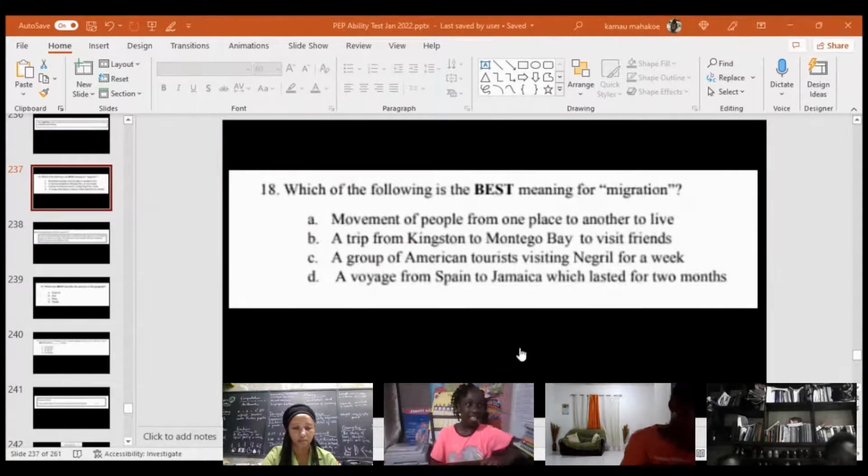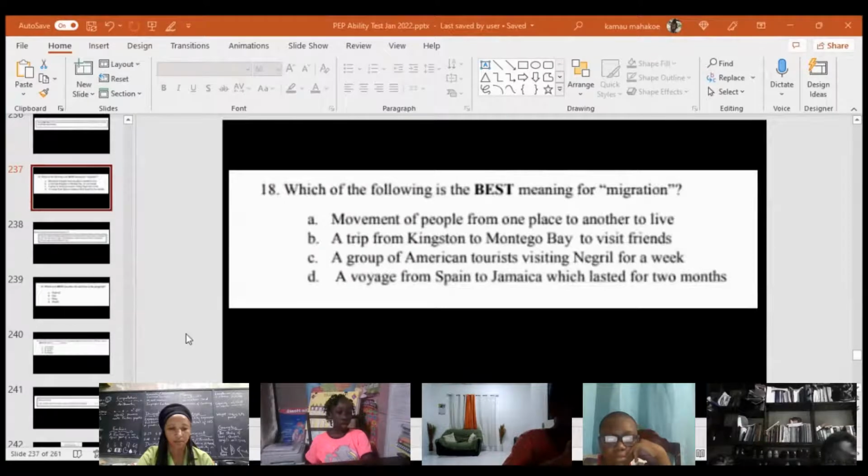A. A movement of people from one place to another to live. B. A trip to Kingston to Montego Bay to visit friends. C. A group of American tourists visiting Negril for a week. D. A voyage from Spain to Jamaica which lasted for 2 months.